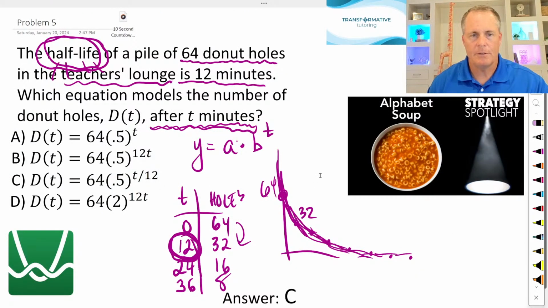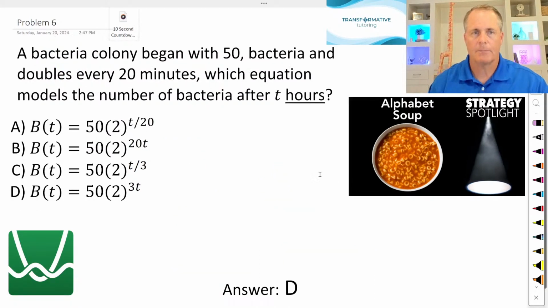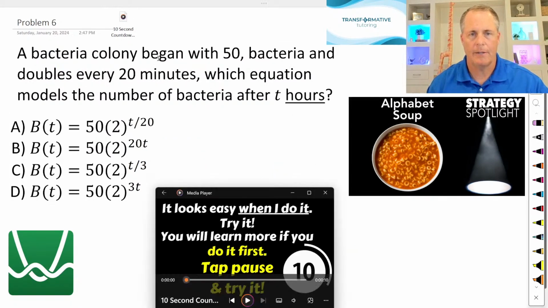And a lot of times using Desmos is actually faster than just doing it by hand. I love it if you could know your math and think it all through, but sometimes it's nice to use this powerful tool. All right, let's try our next problem. Please tap pause and try it on your own.